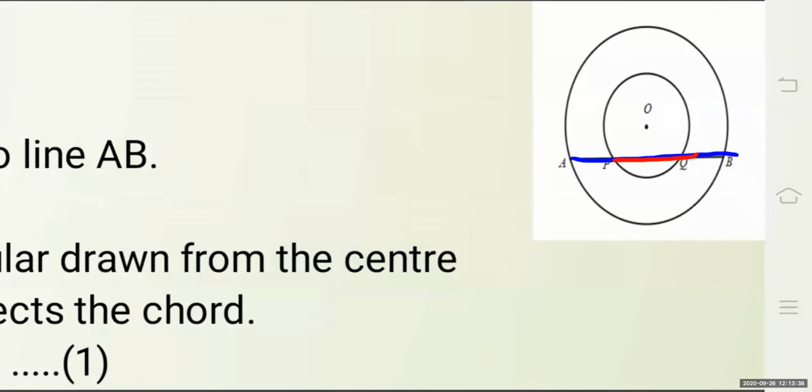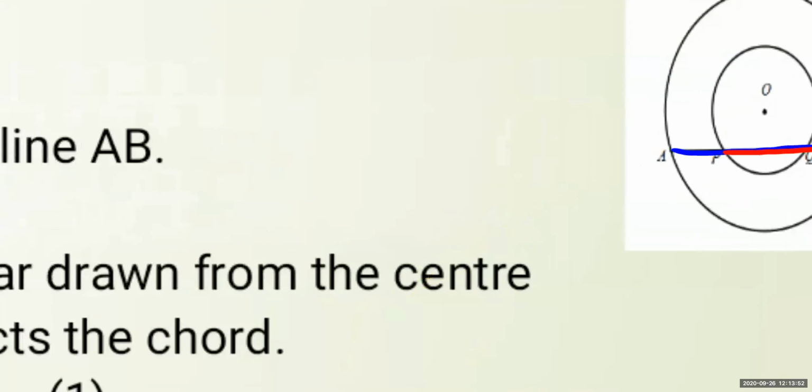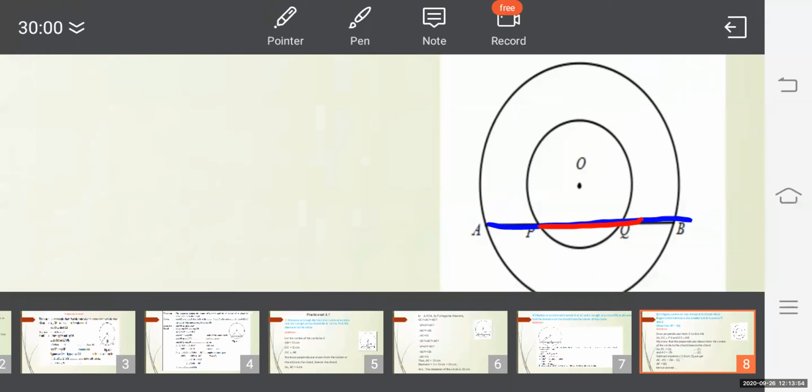What we have to find out? Show that AP is equal to BQ. How will you show this? Now we know the property. First of all, just check it. What do we know about the circle?